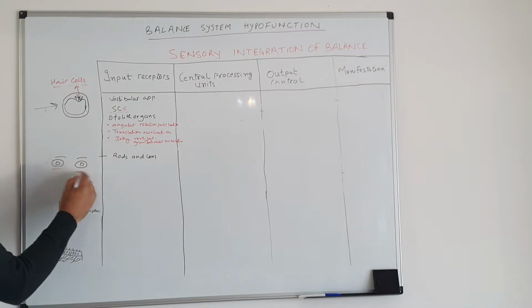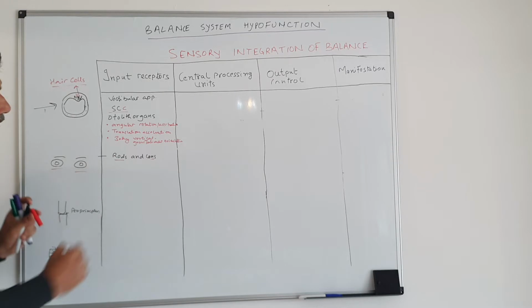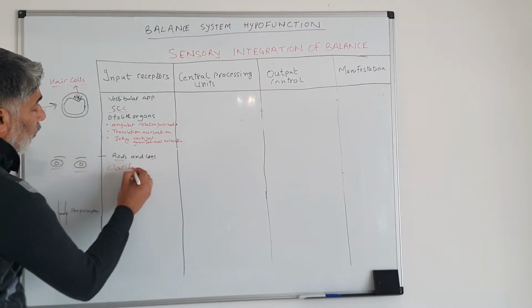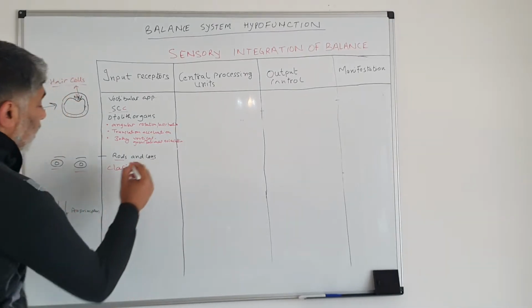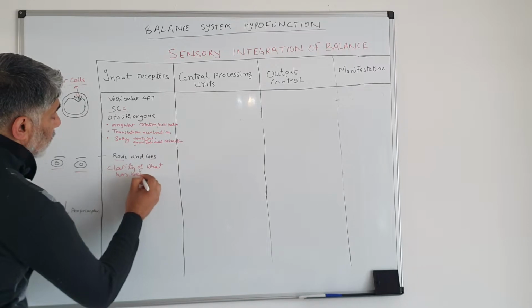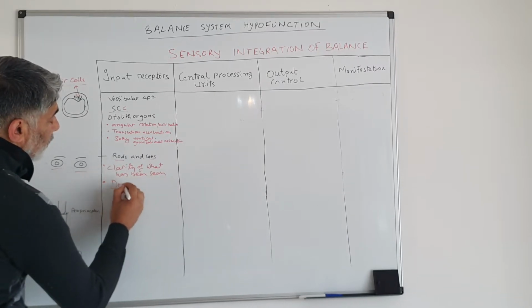Then we have eyes. So vision is important. We have two receptors here, rods and cones. Their main function is clarity of what has been seen. And number two is the depth perception.